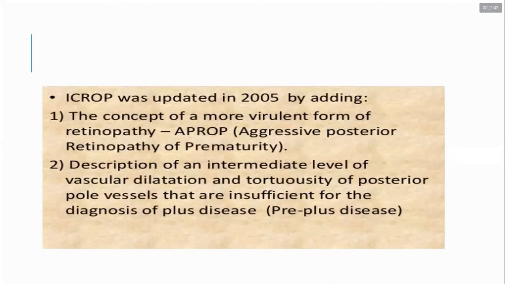So again, the international classification of ROP was updated in 2005 by adding the concept of a more virulent form of ROP, that is aggressive posterior retinopathy of prematurity, and descriptions of an intermediate level of vascular dilatation and tortuosity of the posterior pole vessels that are insufficient for the diagnosis of plus disease or pre-plus disease. So in 2005, further studies were done and the classification was further updated for ease of study.